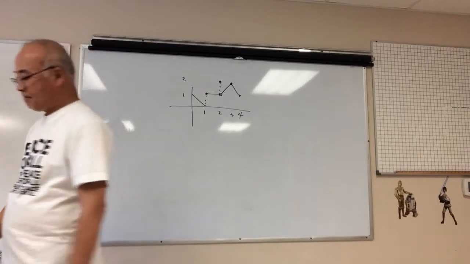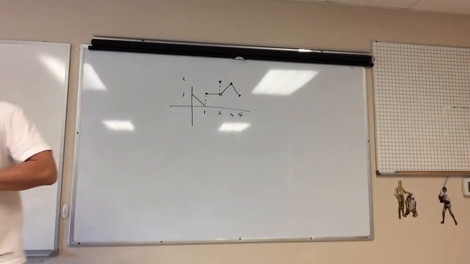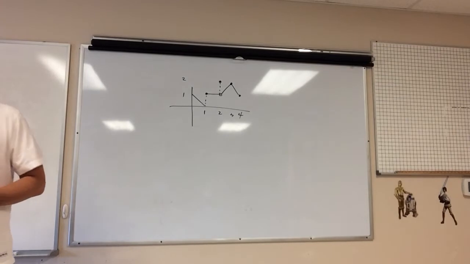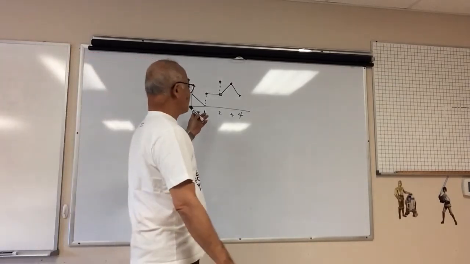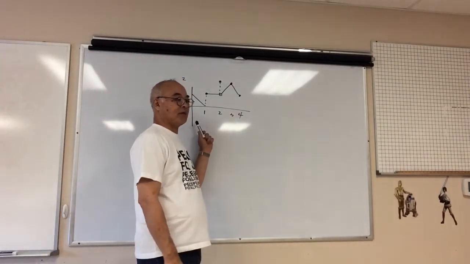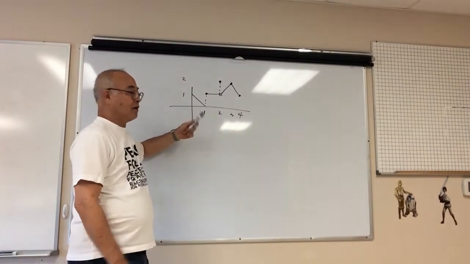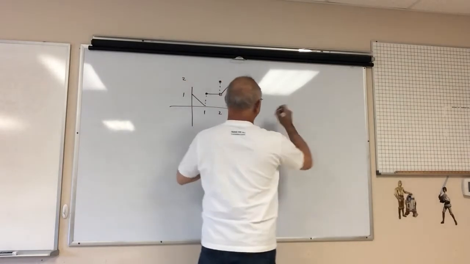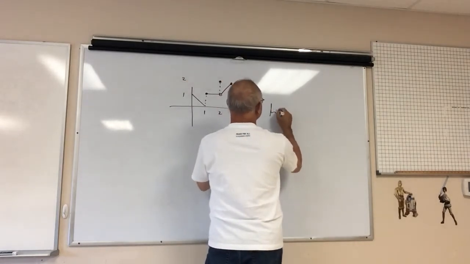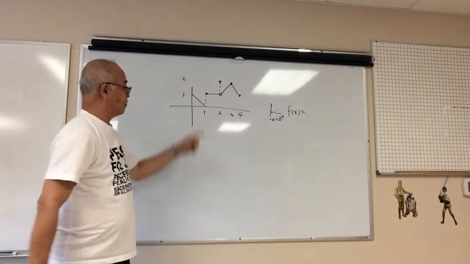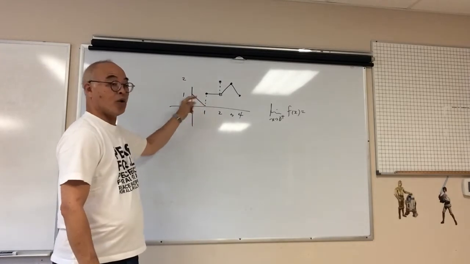Okay, we good? All right, let's get example number 8, exploring left and right-handed limits. So let's go ahead and follow this here. At x equals 0, what is my right-hand limit? Limit as x approaches 0 from the positive side. It's 1, correct?